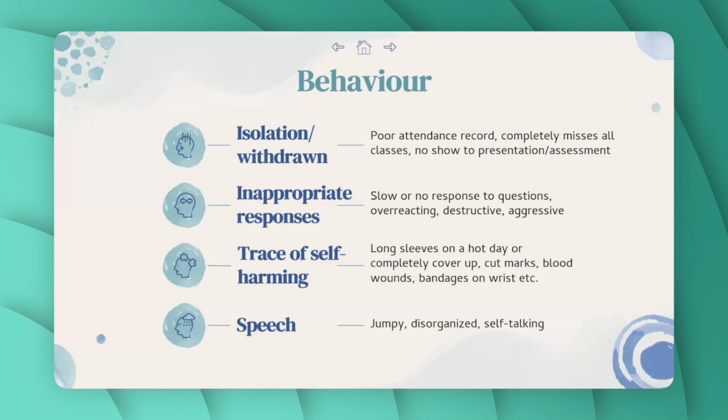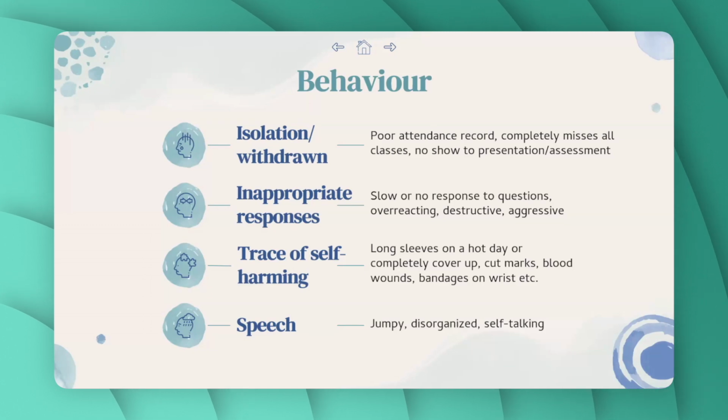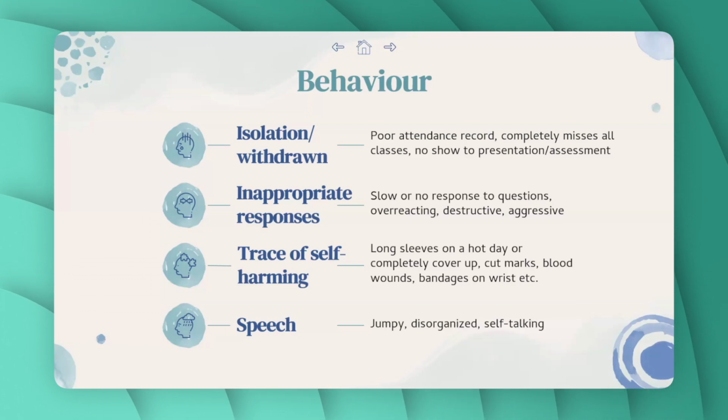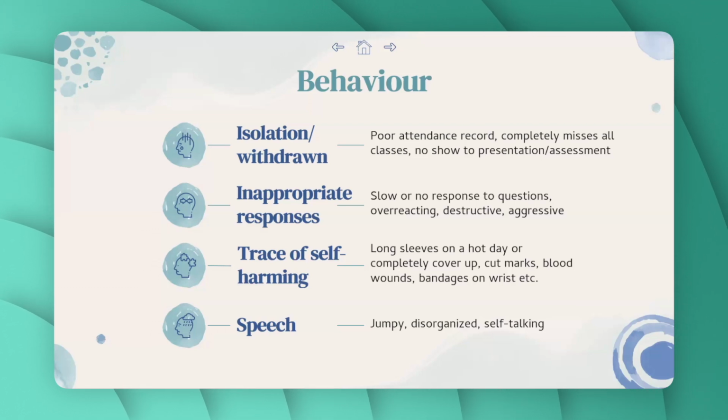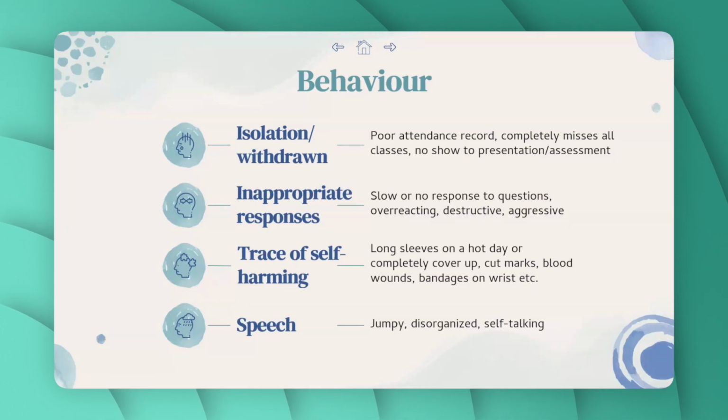For example, they suddenly withdraw from the class. Usually they come very on time. Their attendance record was very good, but suddenly they don't show up anymore. They probably miss all the classes, even no show to the presentations or assignments. Or in the class, they have some inappropriate responses to whatever you are asking or doing in the classes. Sometimes they can be very overreacting, or they get aggressive, or they get destructive like that. Okay, so when something happens like this, it's really worth taking an extra step to understand what is happening.